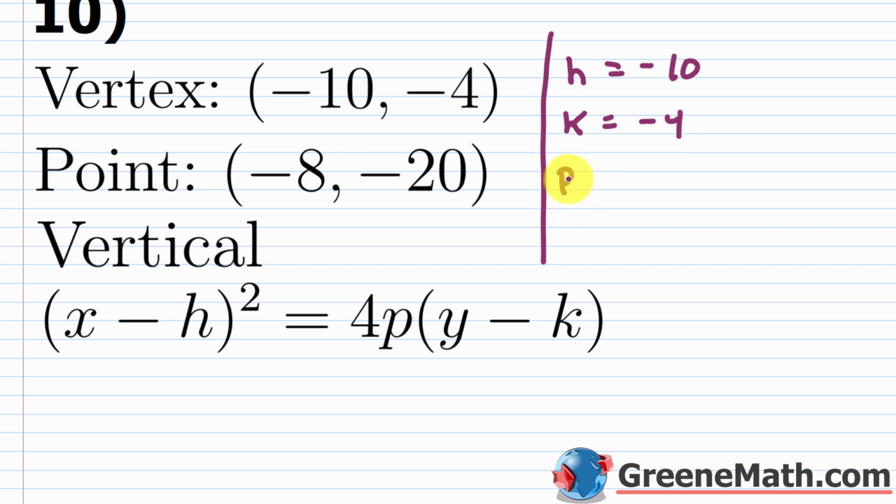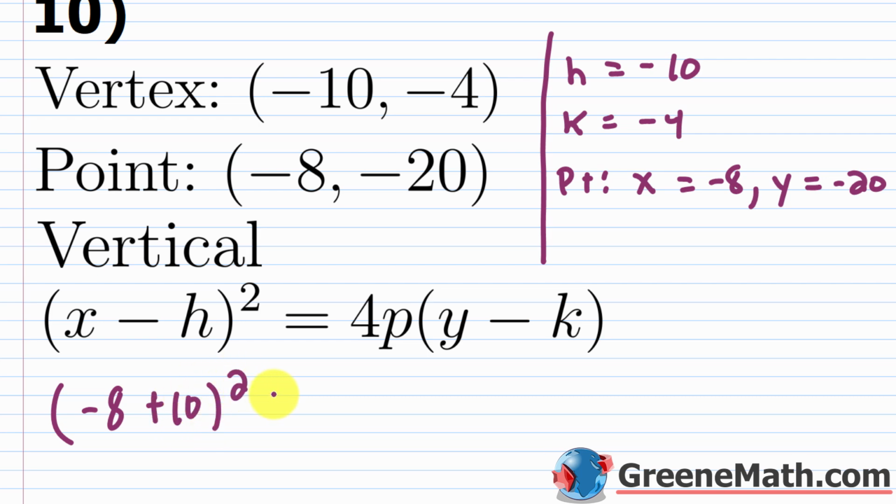And then you have a point that's given. So this is x is equal to, again, this right here is your x-coordinate, so that's -8. And then y is equal to, this is y right here, so that's -20. All right, so we want to plug in what we have and then just solve for p. So x is -8, and then minus h. h is -10, minus the -10 is plus 10. This is quantity squared, and this equals 4p times the quantity.